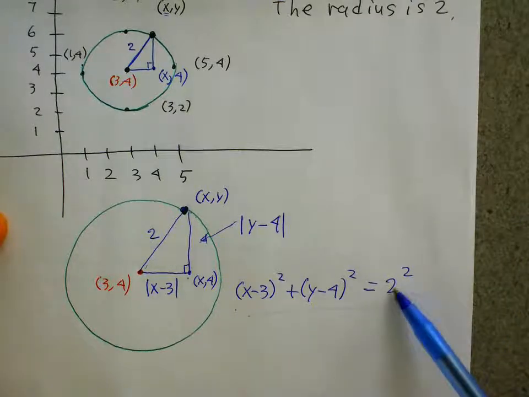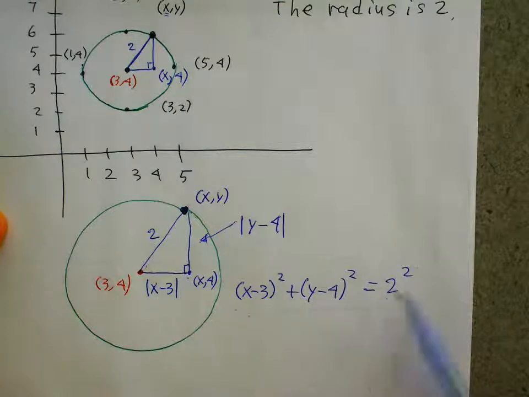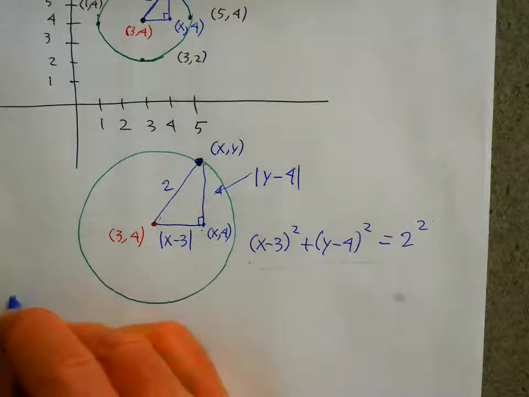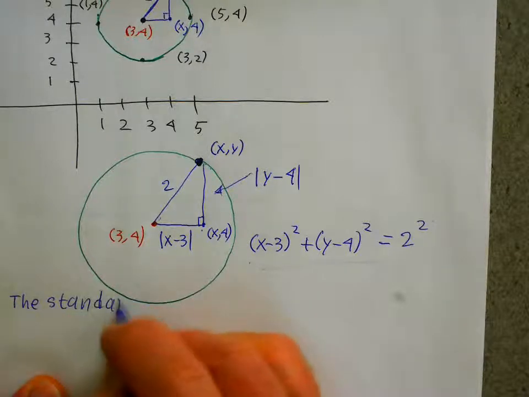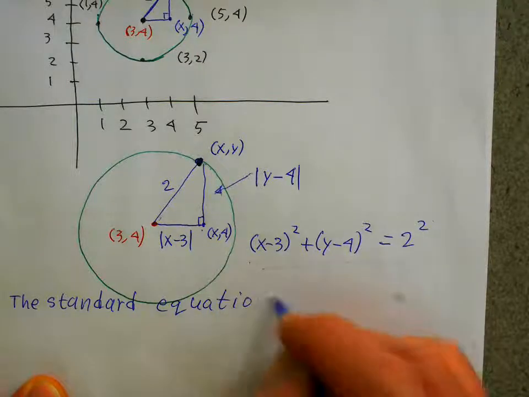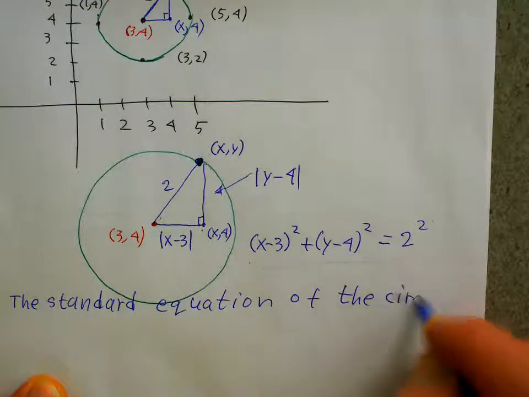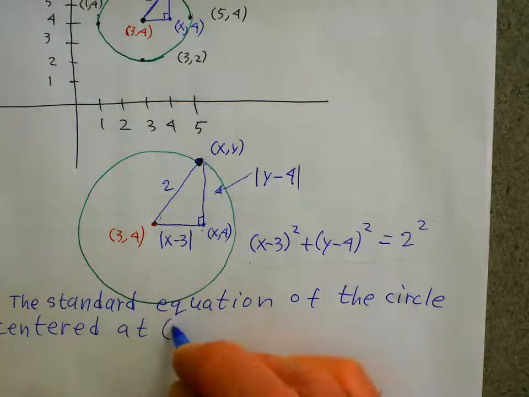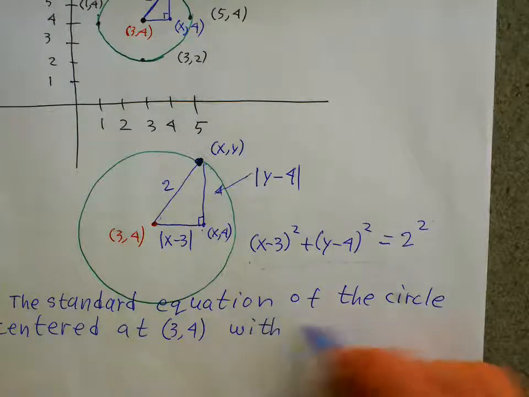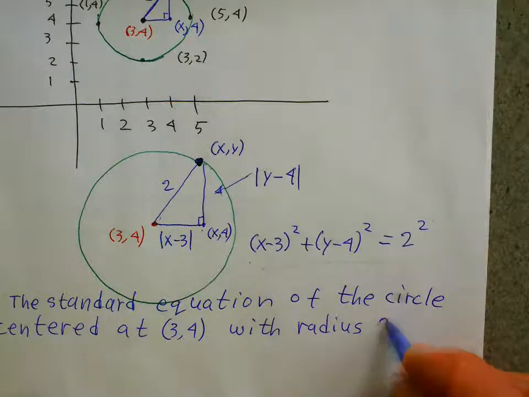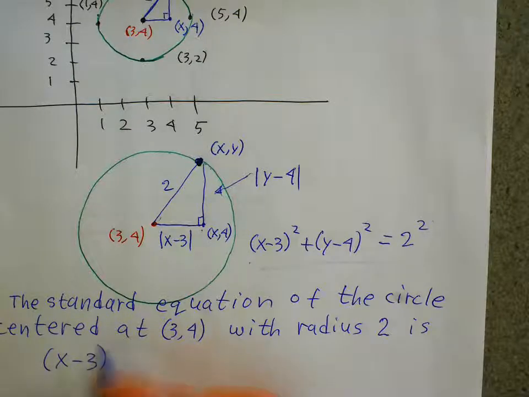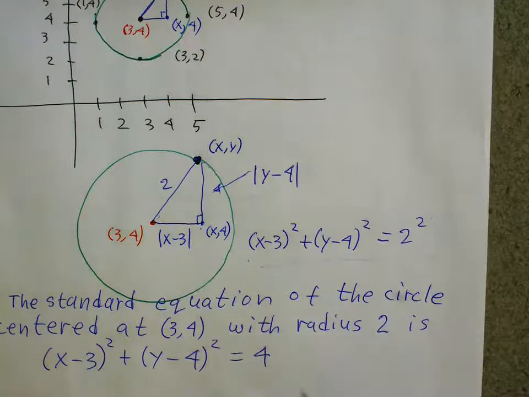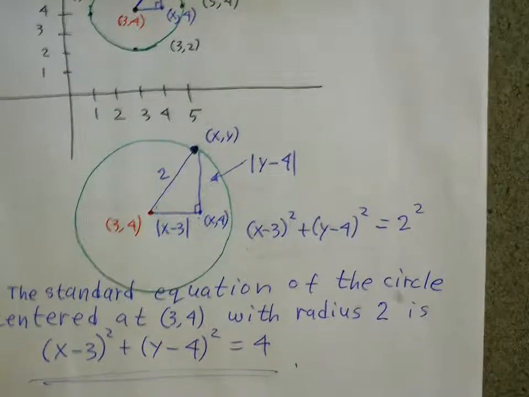So normally, we don't leave 2 to the second as 2 to the second. We write it as 4. So more explicitly, the standard equation of the circle centered at the ordered pair 3, 4 with radius 2 is x minus 3 quantity squared plus y minus 4 quantity squared equals 4. That is the equation of that circle.